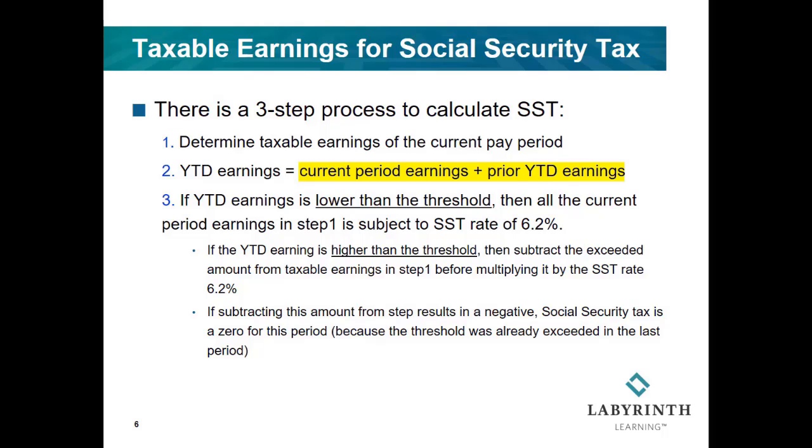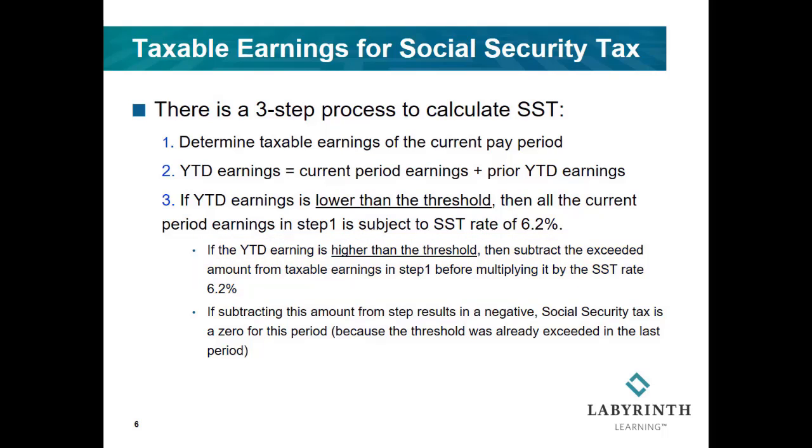The next step, we compare current year-to-date earnings to the threshold. If year-to-date earnings is below the threshold, then all of the current period earnings in step 1 is subject to the Social Security rate of 6.2%. If year-to-date earnings is higher than the threshold, then the amount that is higher must be subtracted to exclude from the current period earnings before applying the Social Security tax rate of 6.2%.